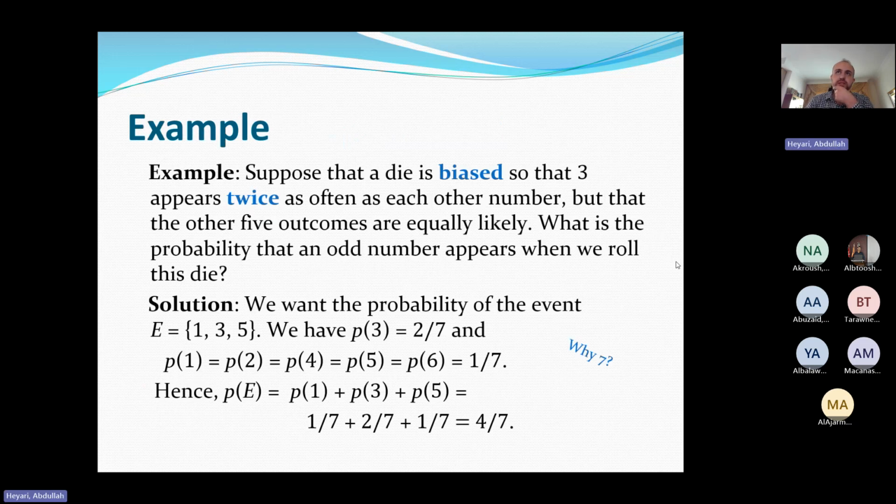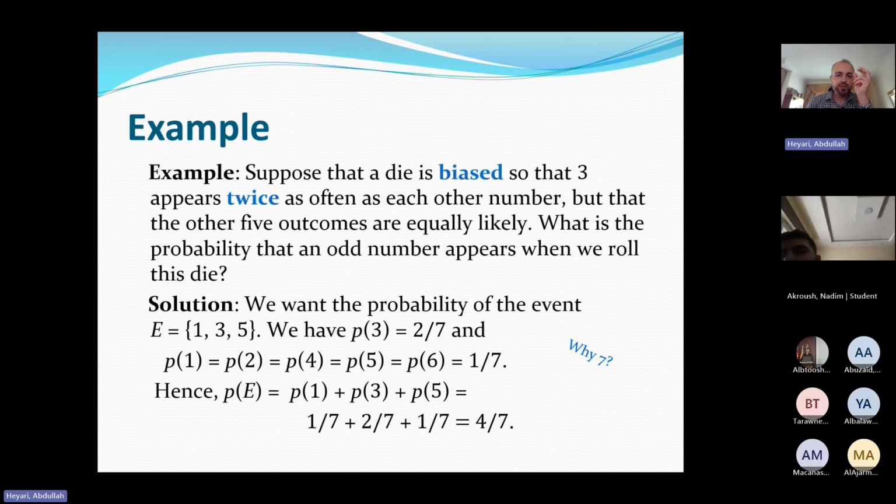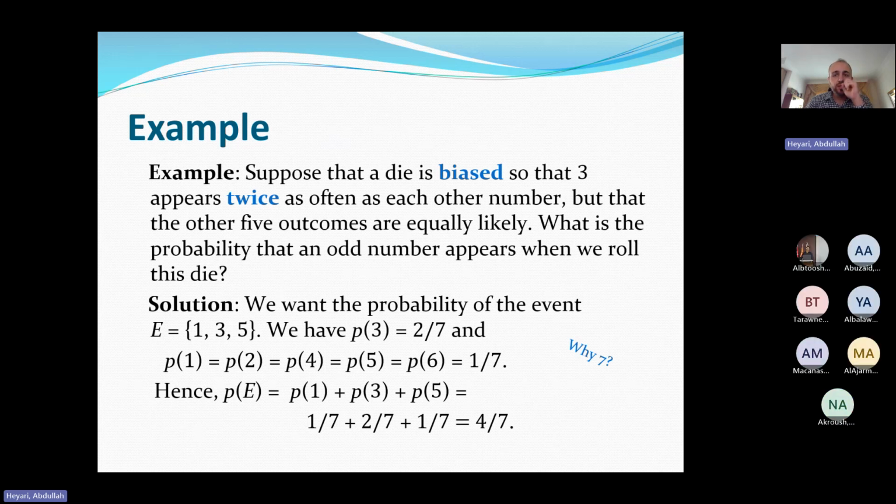So here, consider this example that we made a die cube, but it's not fair. It's designed so that it is biased, that it would give the number 3 twice as often as each other number. So the other numbers are just fairly treated. They have the same probability, but 3 has twice the probability of the others. It's more likely to show up.